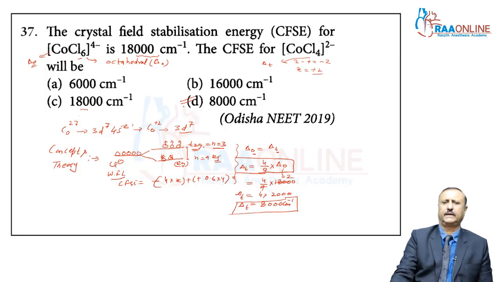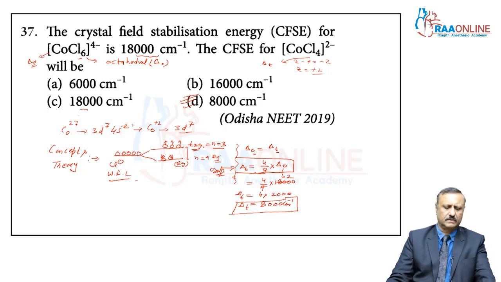So you can go with the answer D. You do not need to calculate this CFSE, because you can calculate the CFSE as minus 4 into x plus 0.6 into y. When this relationship is not given, meaning you are not given the CFSE for octahedral, then you can calculate by this formula, and this concept is used. But if you have the CFSE of octahedral, then you can use the relationship, and this is the important formula: delta T is equal to 4 by 9 into delta O.